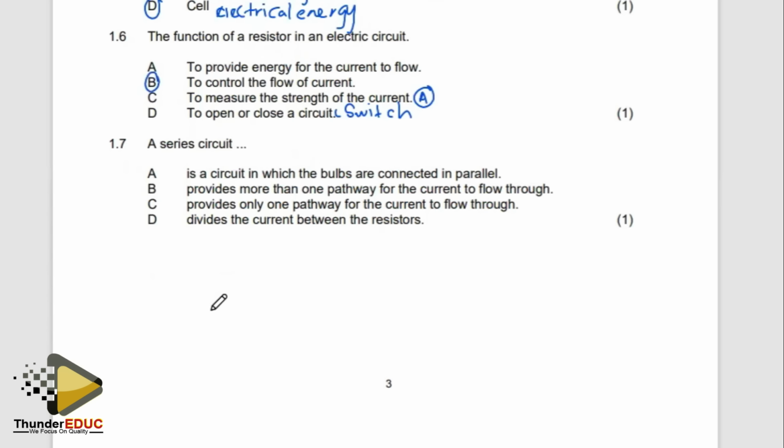A series circuit. When we're talking about series circuits, we are talking about one pathway. So the first one is a circuit in which the bulbs are connected in parallel. That becomes wrong, definitely not our answer, because when it's parallel, we're talking about more than one pathway. Then B, provide more than one pathway. The fact that it says more than one pathway becomes wrong. Then C provides only one pathway. So C becomes our answer there, right?